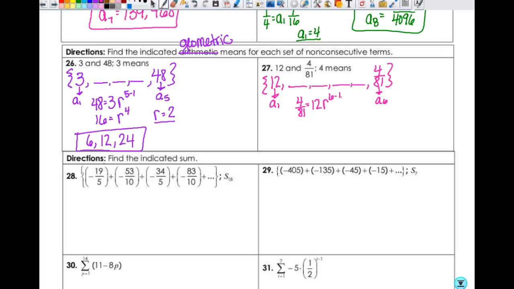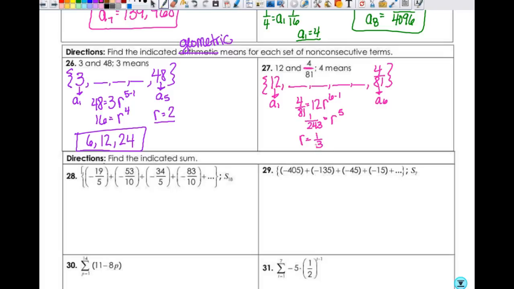So I divide both sides. Oh, this was where one of the other fixes was. The fraction bar disappeared. Ugh. And then, all right, I divide both sides by 12, and I'm going to get 1 over 243 equals R to the 5th. So R is equal to 1/3.